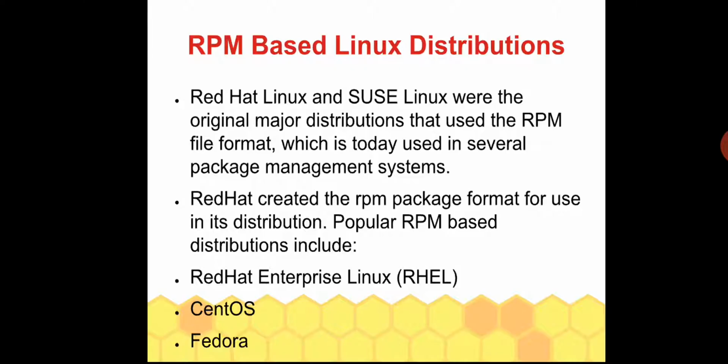But Red Hat and SUSE Linux will mainly use RPM based concepts. Next, Red Hat created the RPM package format for the use of its distribution. Popular RPM based distributions include Red Hat Enterprise Linux, RHEL, that is one. Next, CentOS, we have Fedora. So there are some different types of operating systems we have listed out here.